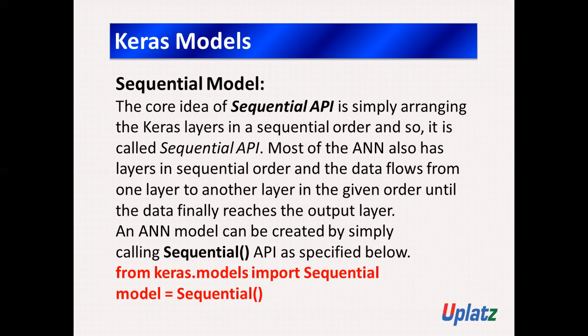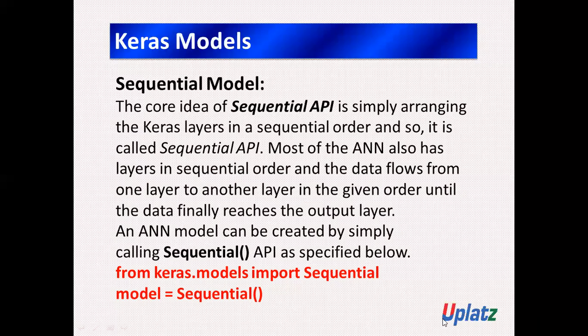So an artificial neural network model can be created by simply calling the sequential API as specified below. So how can you create it? It's very easy. You just need to write from keras.models import Sequential, and then model is equal to Sequential. Can you see this one that I highlighted here?